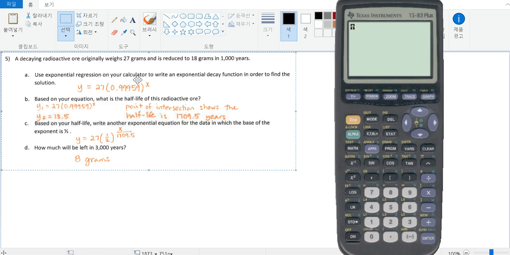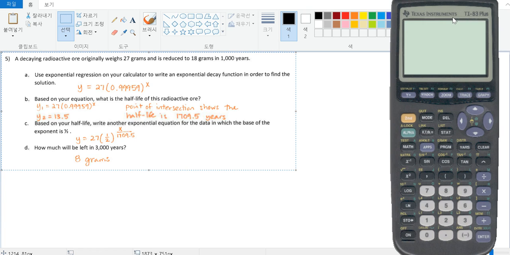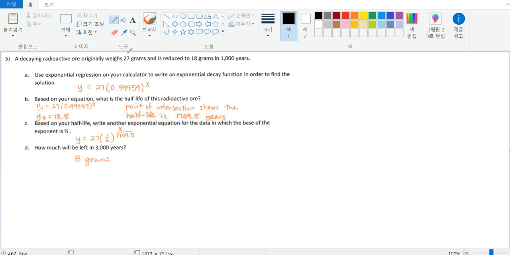There is a function in your calculator that's going to give you this b value, so we can write the exponential decay function. But before we do that, I'm going to show you how we can find the b value with some manipulation of the numbers. The first thing we want to do is gather all the information. A decaying radioactive ore originally weighs 27 grams, and there's a big hint there: originally.